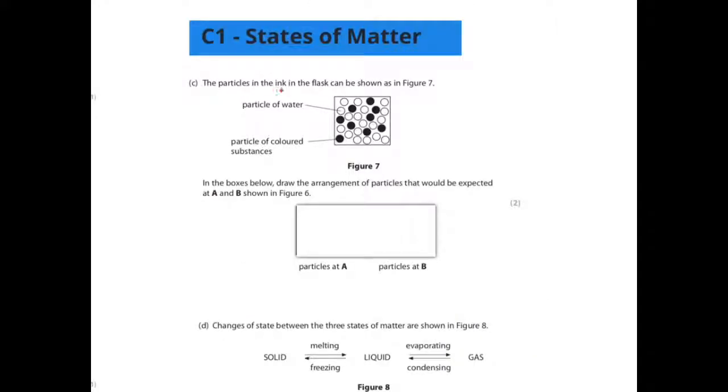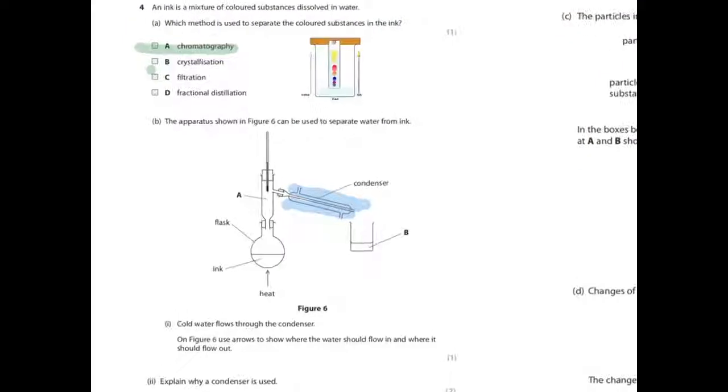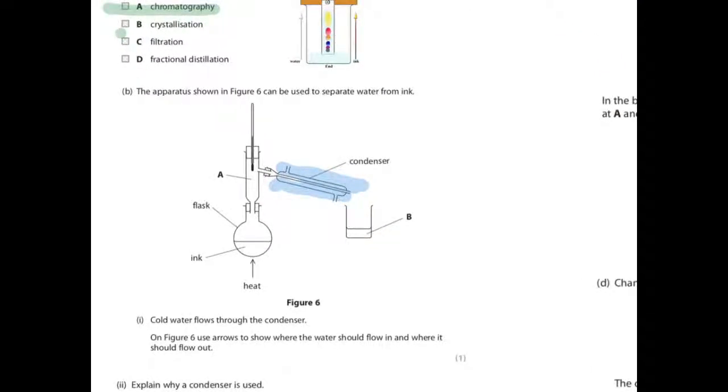The particles in the ink in the flask can be shown as in figure 7. Particle of water here and particles of a coloured substance here. In the box below, draw the arrangement of particles that would be expected at A and B shown in figure 6. So if we go back here, A and B in figure 6.